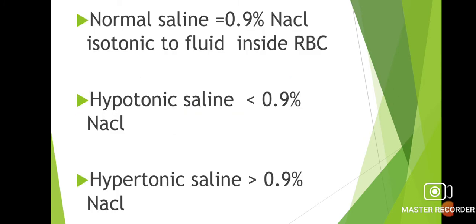Here we will first see the various salines and their effect on red blood cells. First of all, normal saline, which is 0.9% concentration of sodium chloride solution, which is isotonic to the fluid inside RBCs, and hypotonic saline, where the concentration is less than 0.9%, and hypertonic saline, where the concentration is more than 0.9%.